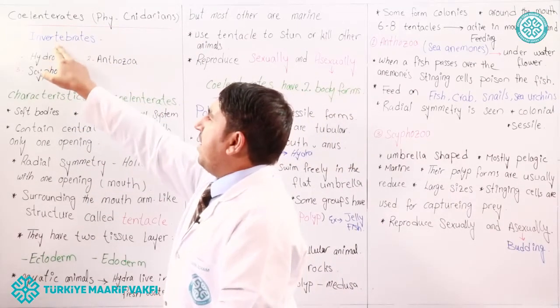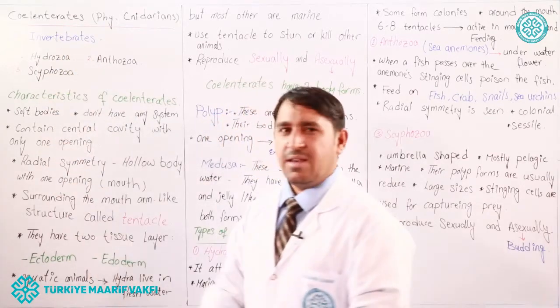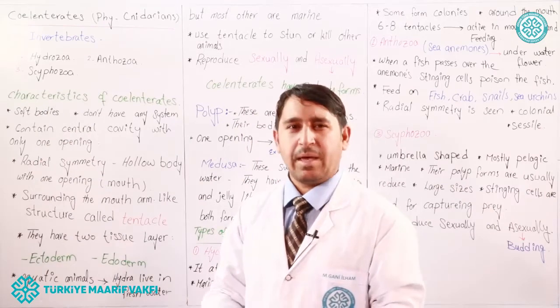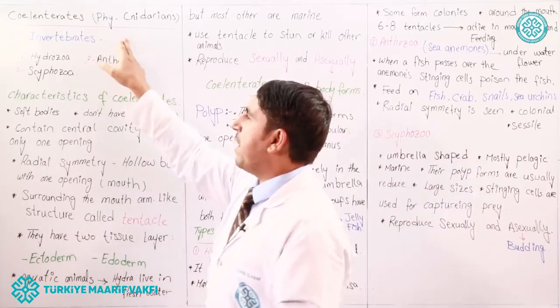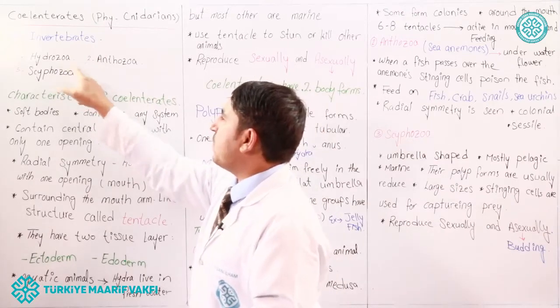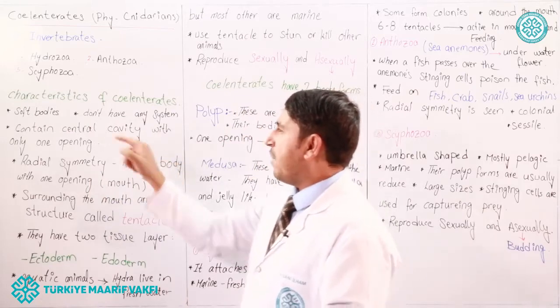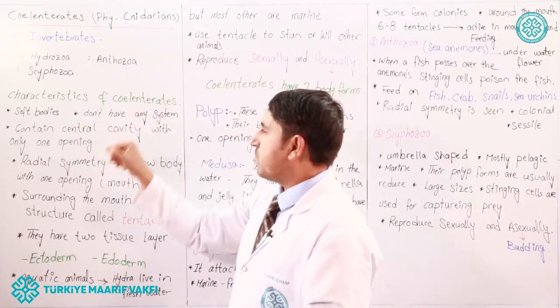If we look, they are invertebrate animals. Invertebrate means living organisms with no backbone. They don't have a backbone. Three classes we have in this phylum: Hydrozoa, Anthozoa and Scyphozoa. First of all, we are coming to the characteristics of coelenterates.